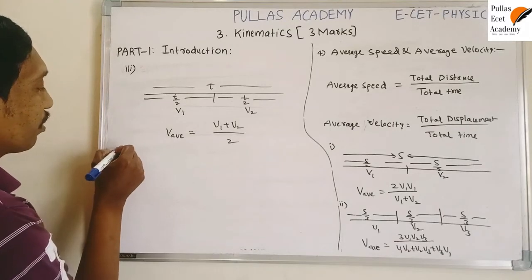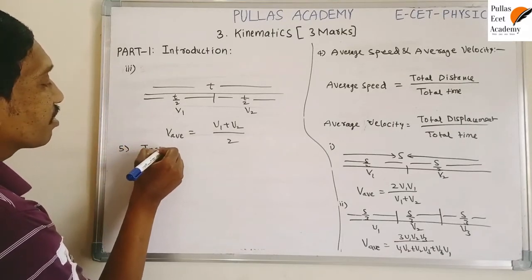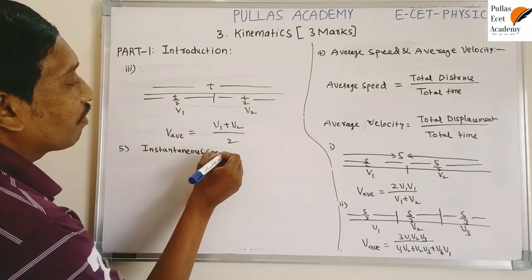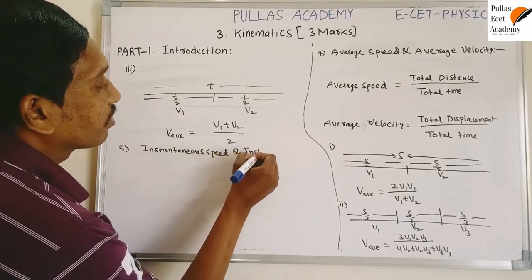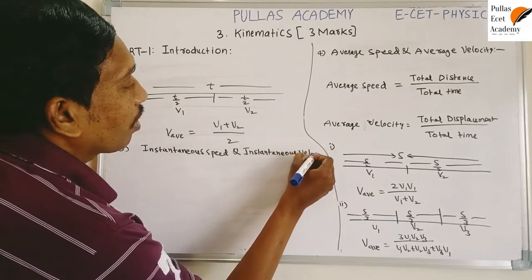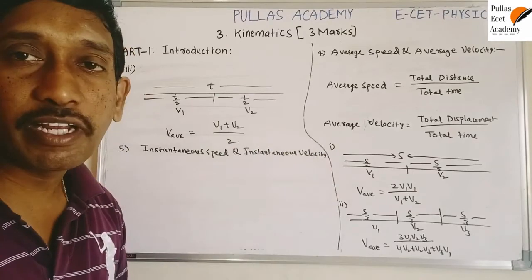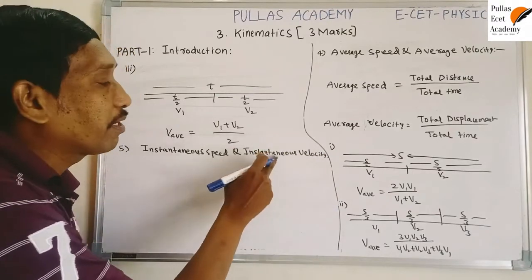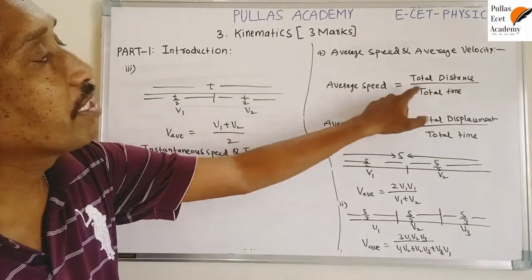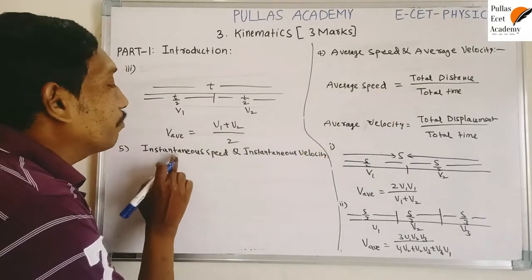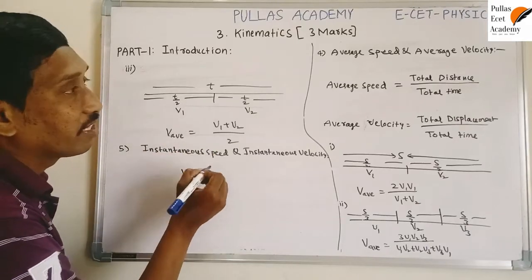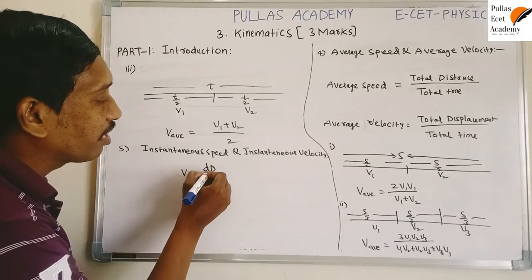One more introduction point here: instantaneous speed and instantaneous velocity. What is the difference here? At a particular given time, the speed is instantaneous speed. At a particular time, the velocity is instantaneous velocity. It's a small difference. In a total given time, that is average. At a particular given time, that is instantaneous speed. There is no other difference. The expression for instantaneous speed is dd by dt.